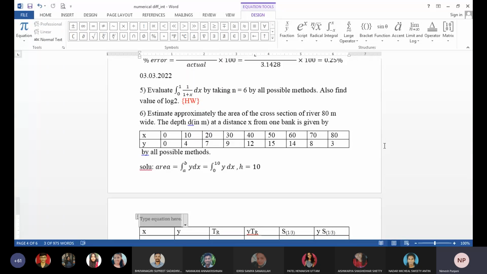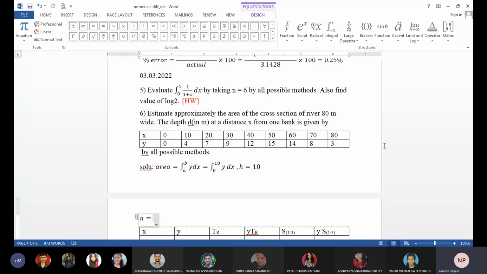Then we have to find out n. Can you tell what will be your n in this case? 8. Okay, how do you reach to that conclusion? So x have 9 points, so 8 parts. There are 9 points which are given, so n is 8. This is one technique.